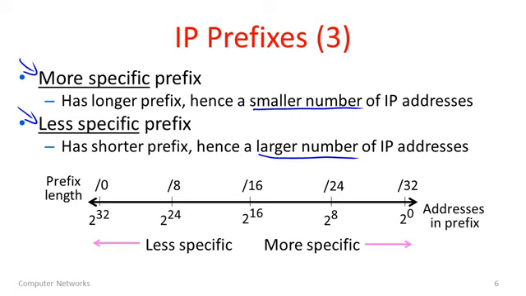I'm spelling this out because it's a little counterintuitive at first. But you can see on this diagram, as I go to less specific, the prefixes get shorter, but the number of addresses that can be within the prefix gets larger. Similarly, as I go to more specific, the length of the prefix gets longer, but the number of addresses inside that prefix gets smaller. So that's IP prefixes. Now you know about IP prefixes.